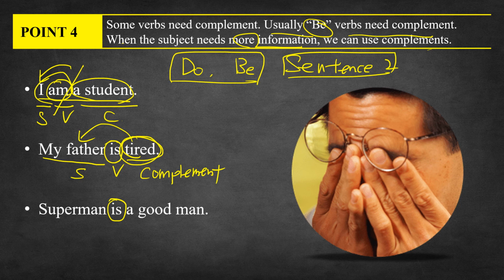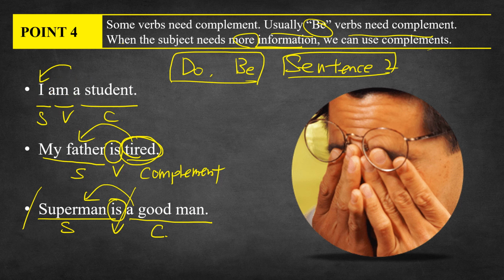Superman is a good man. Superman is subject and verb. We have enough condition of a sentence, subject and verb. But Superman is what? We need some extra information. So we put a good man. So this becomes a complement for Superman. So this is subject, this is verb, but they are be verbs. So be verbs usually need a complement.